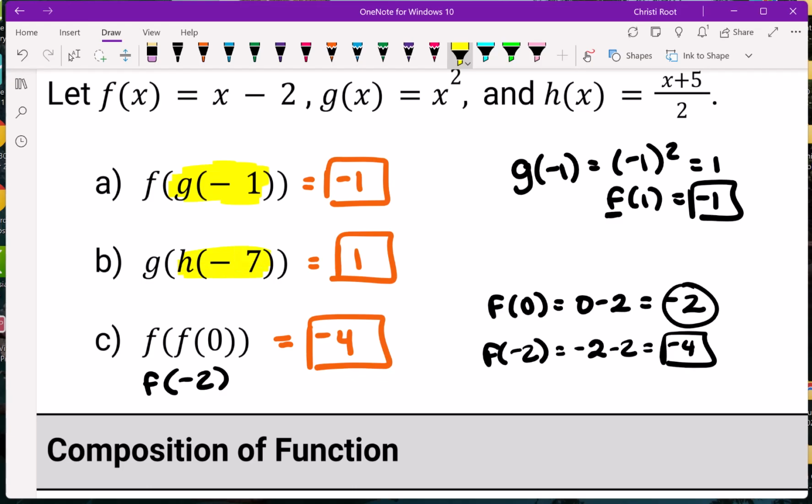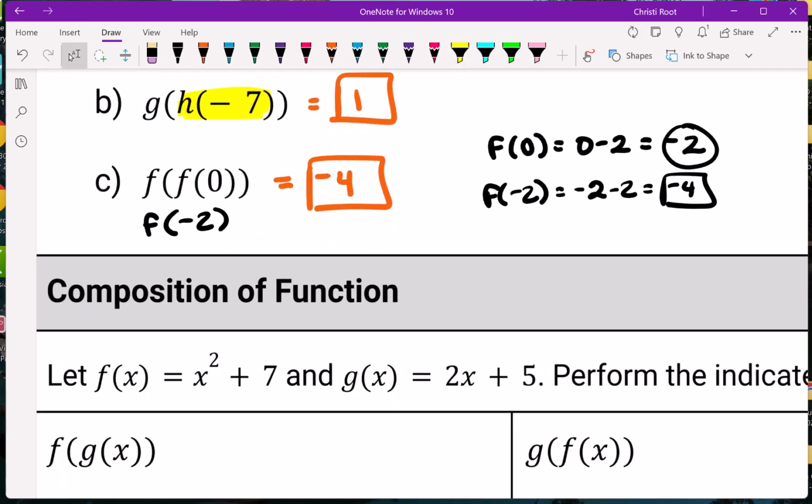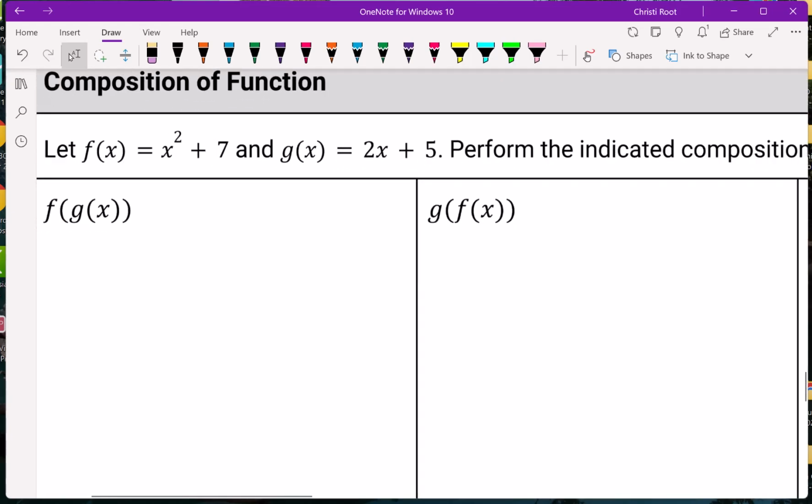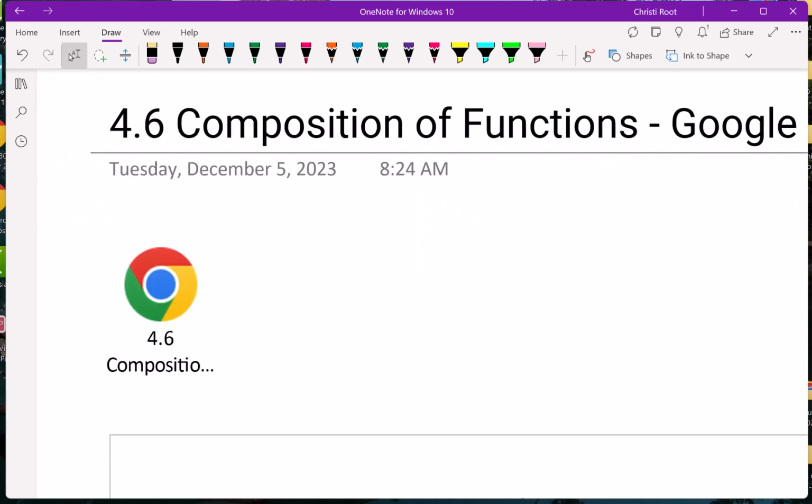Second one, plug in negative 7 into the H function, and that result would be plugged into the G function. And then C, you just take the 0, plug it in, and then you plug in negative 2. Okay, so let's move on to the more difficult section.